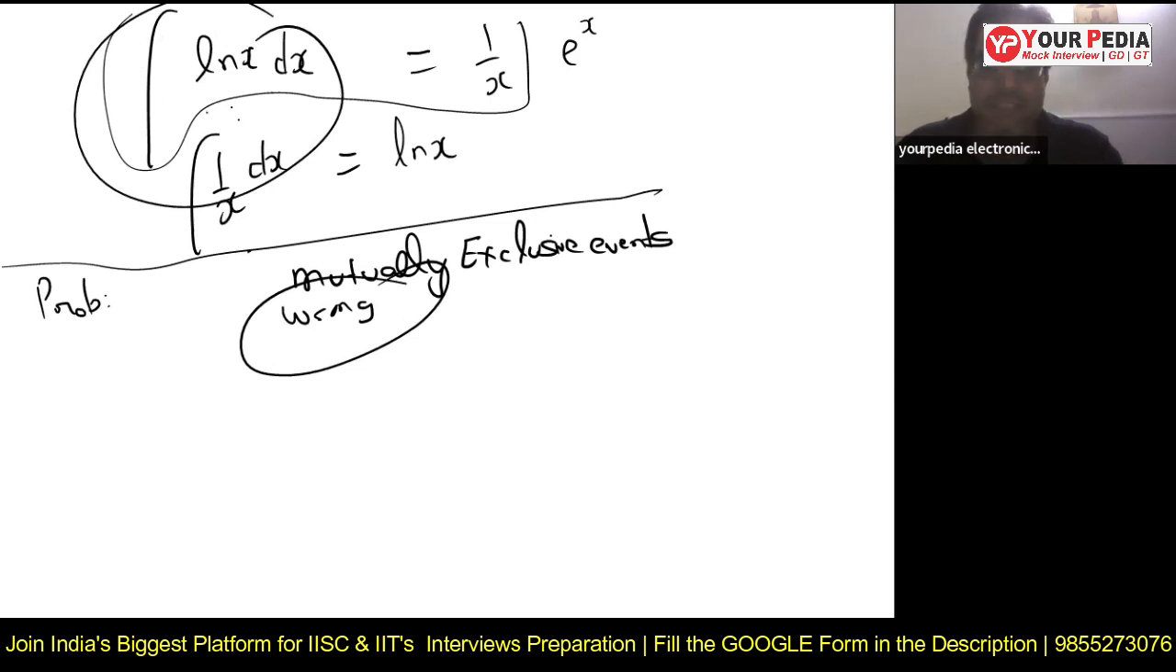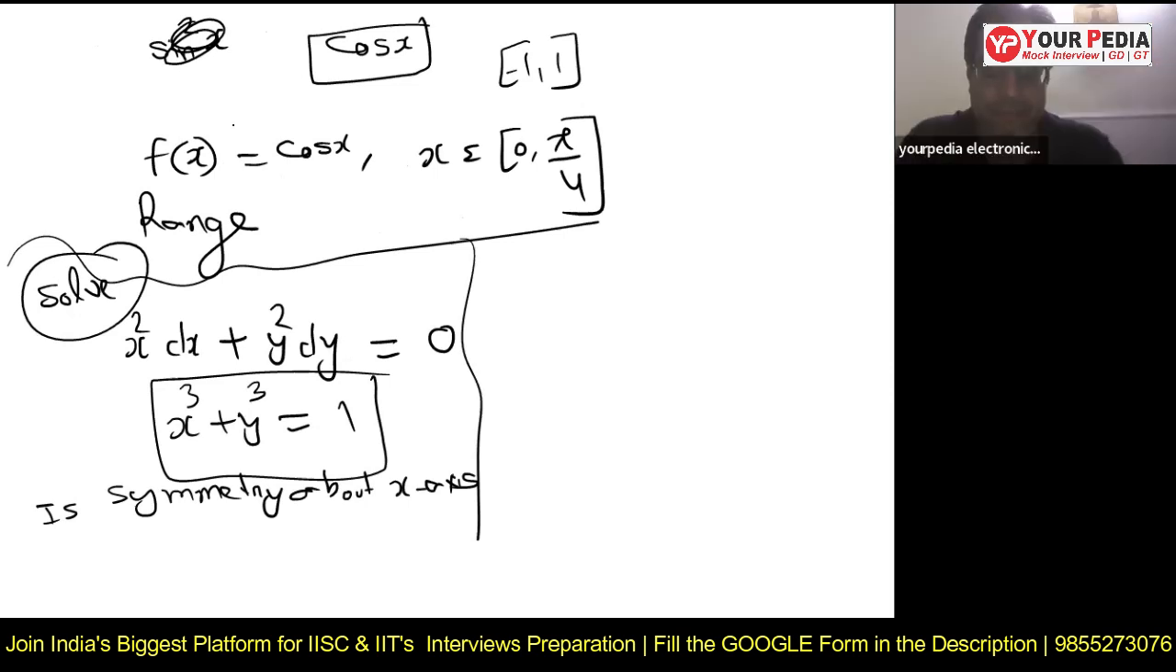You did not answer this. And lnx is a very important function. Symmetry is tough. This question was tough, so no problem if you were not able to answer. But you can learn the rules of symmetry also. You can prepare different rules of finding the symmetry of a curve. This was the correct solution. This differential equation solution was correct.